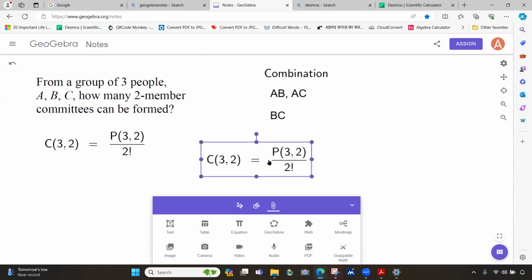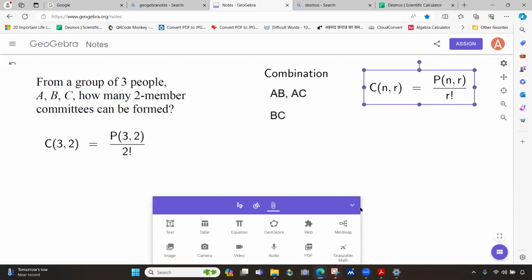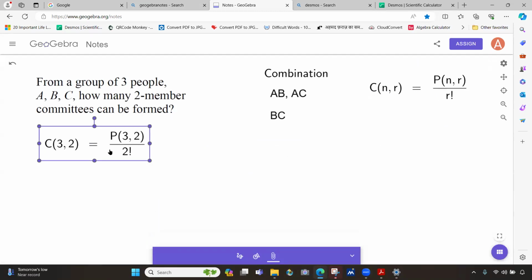I'm going to tell you why the formula makes sense in a second, okay? So if I say this is n, this is r, and this is n factorial. Sorry, r factorial. Okay, this is the reason why the formula makes sense.